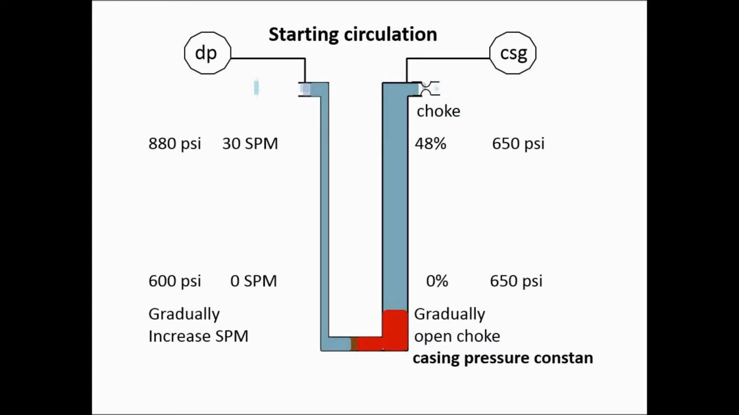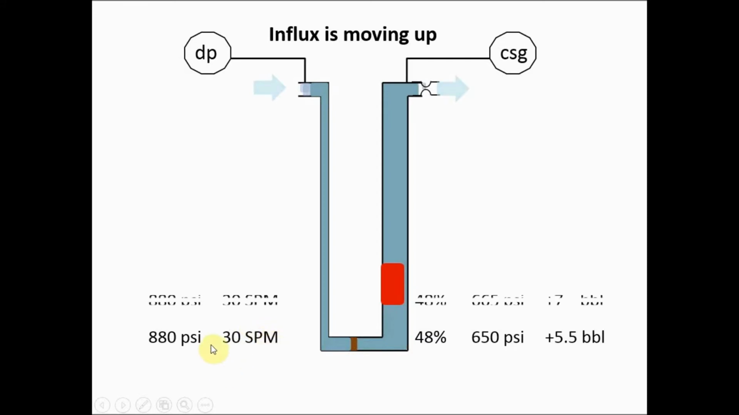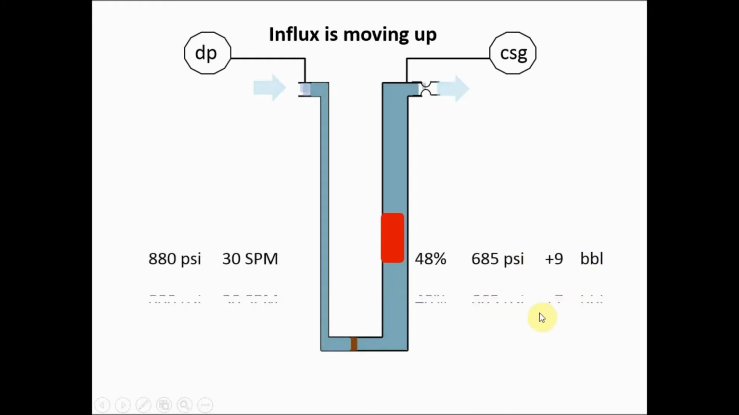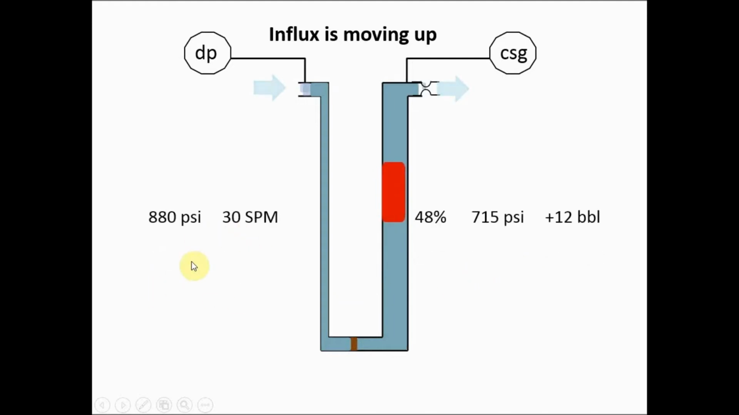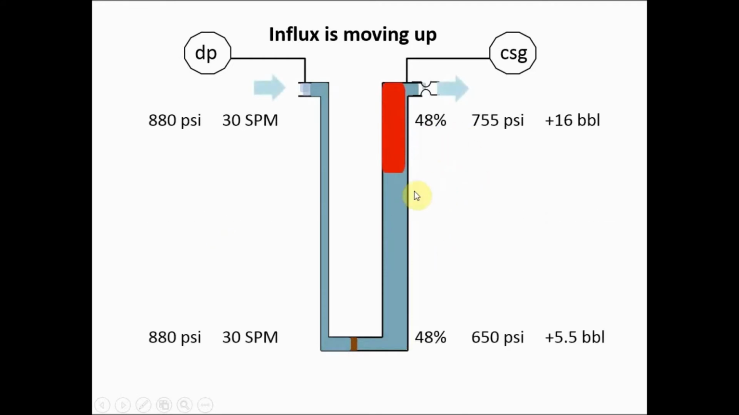We can see that during this process, we increase the pump speed gradually and open the choke gradually, and we maintain casing pressure constant. While we are pumping, the influx will move up in the annulus. We pump at constant pump speed, 30 SPM. We can see that casing pressure will increase and pit gain will increase, but the drill pipe pressure remains constant, and we don't need to adjust the choke very often.